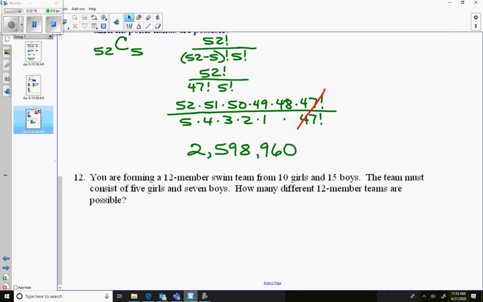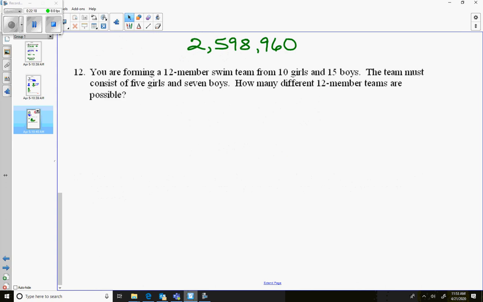And now the last question, number 12. You are forming a 12-member swim team from 10 girls and 15 boys. The team must consist of 5 girls and 7 boys. How many different 12-member teams are possible? Well, again, does order matter? And the answer is no. It doesn't matter if you were picked first or you picked last. You made the team. But we do need to distinguish between boys and girls.